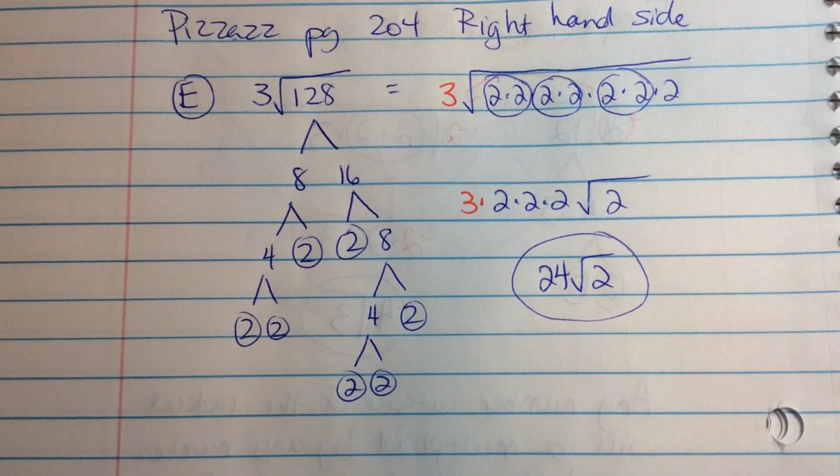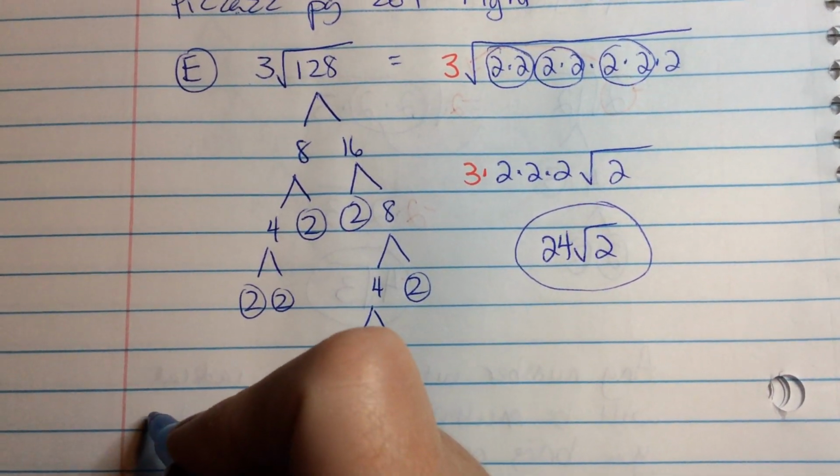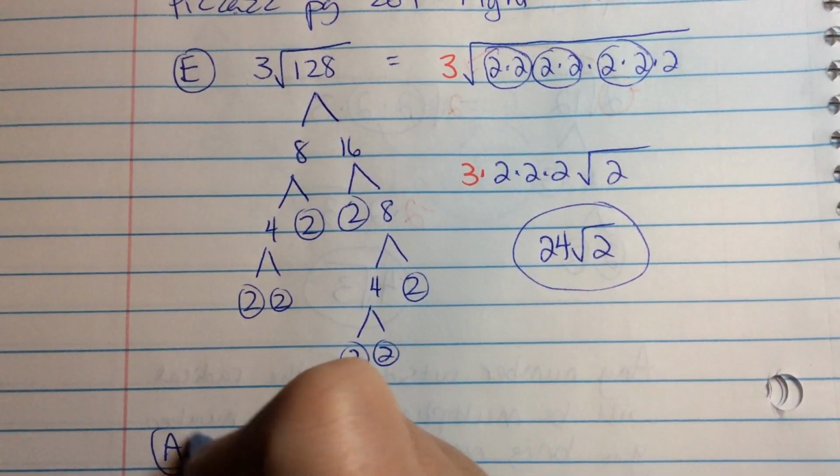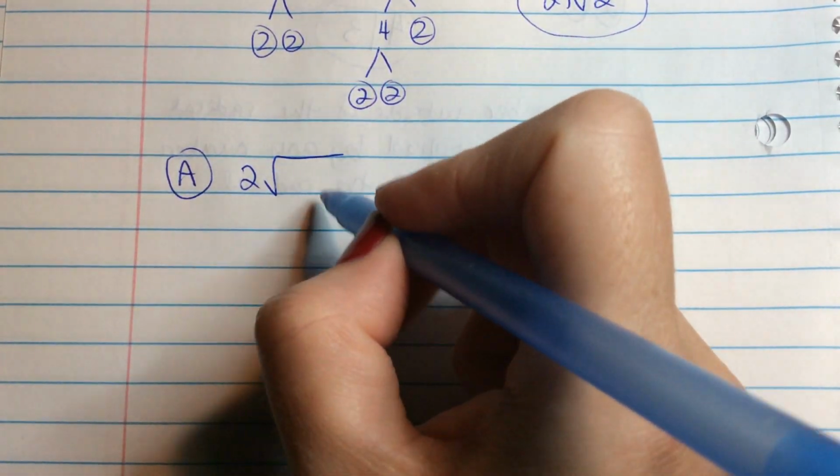So what did we decide? Did we decide anything? Let's do A. 2 square roots of 1,000.